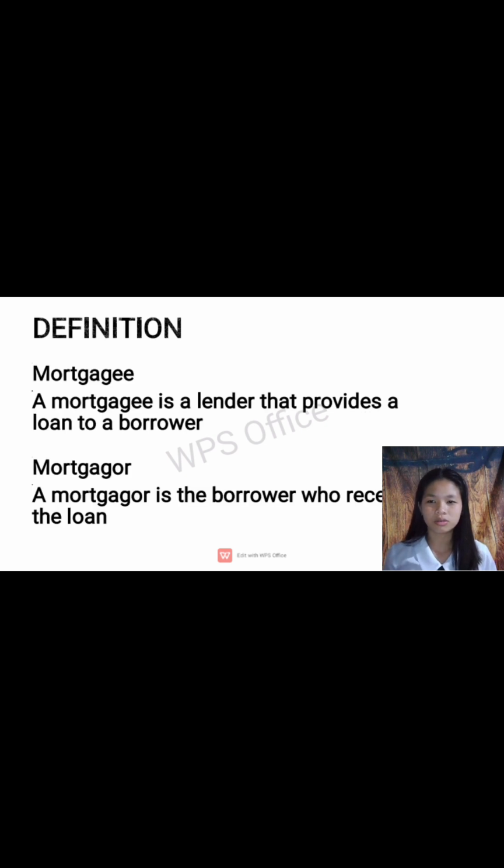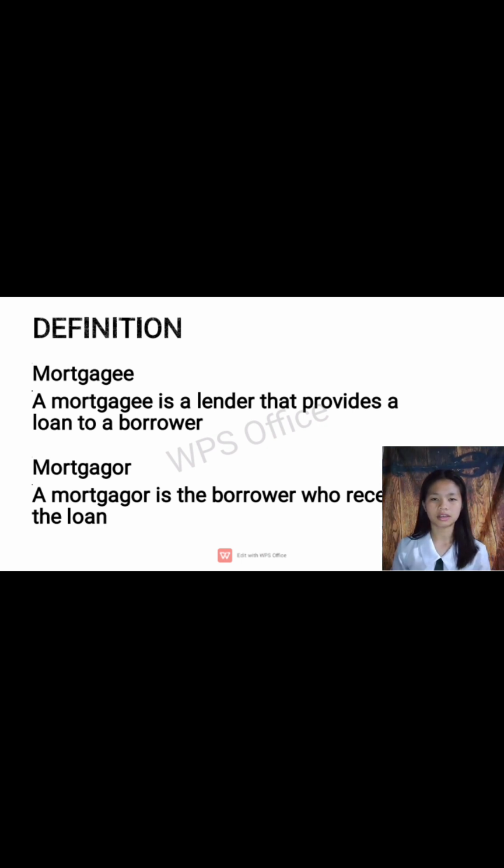And then the last two is ang mortgagee. A mortgagee is a lender that provides a loan to a borrower. So ang kaning mortgagee, mao ni siya ang lender sa mortgage nga loan. And then the next one is ang mortgager. A mortgager is a borrower who receives the loan. So ang mortgager pod kay mao ni siya ang borrower sa mortgage nga loan.